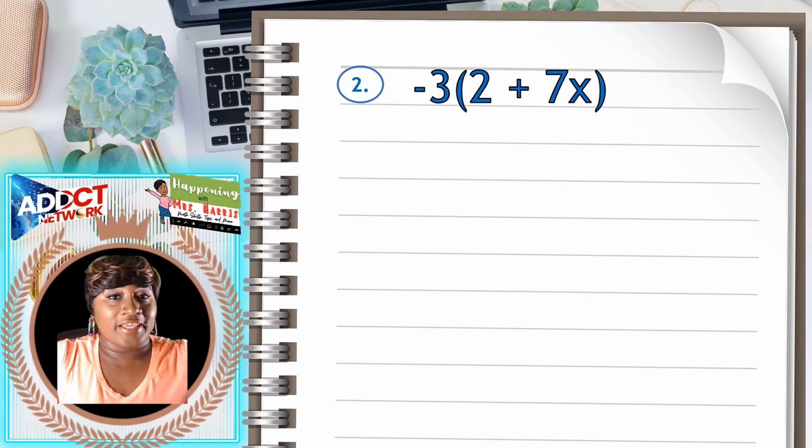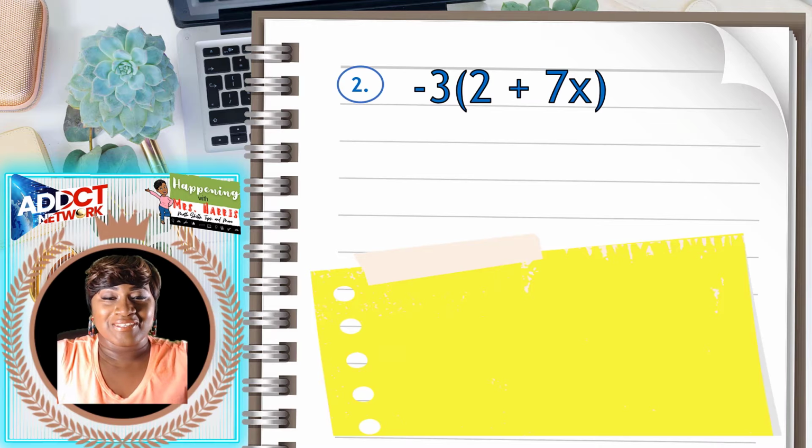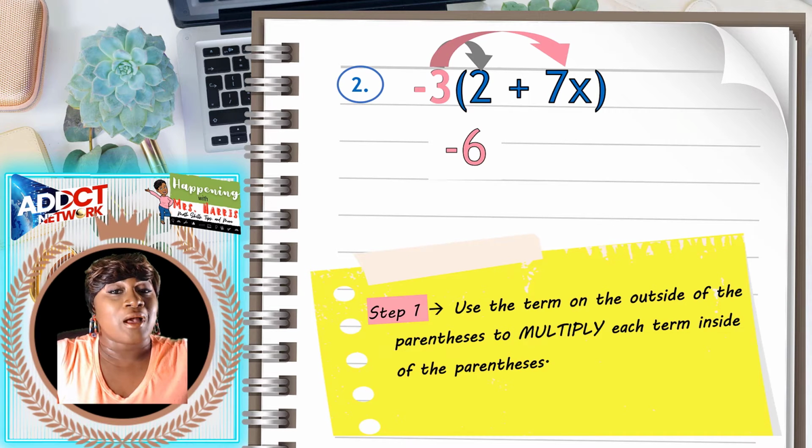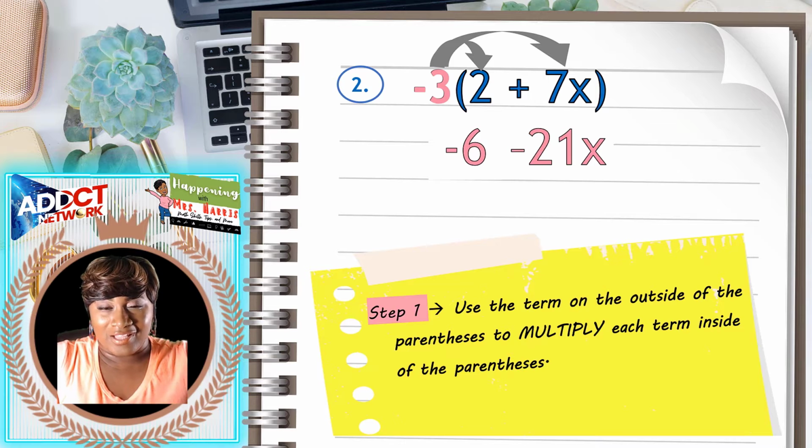Example 2. Negative 3 times the sum of 2 plus 7x. The first thing we'll do is use the term outside of the parentheses, which is negative 3, and multiply it times the terms inside of the parentheses, which are 2 and positive 7x. First, we'll multiply negative 3 times 2. Negative 3 times 2 is negative 6. Now we will multiply negative 3 times positive 7x. Negative 3 times positive 7x is negative 21x. But we will write this as minus 21x.